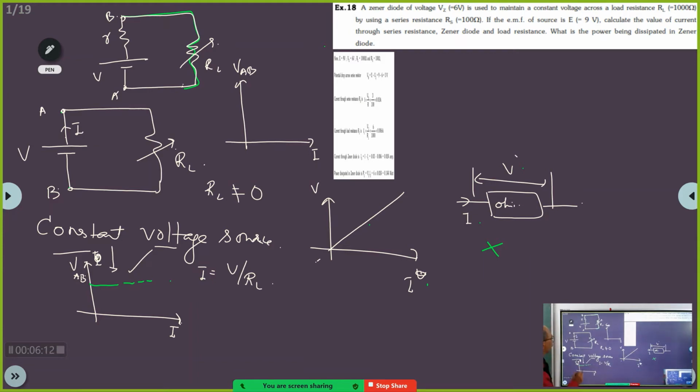See students, if the current is now varying, there is a drop here, no? Right? So for an ideal voltage source or constant voltage source, you will get a graph like this. But here you are going to get a graph like this. Understood? The voltage versus current graph will be this. I hope you understood, because some voltage will be dropped.